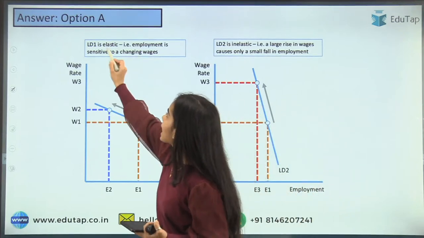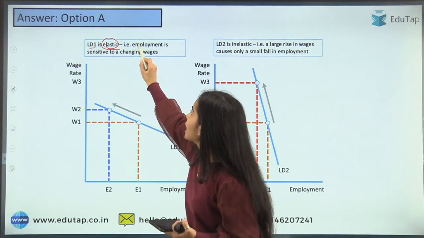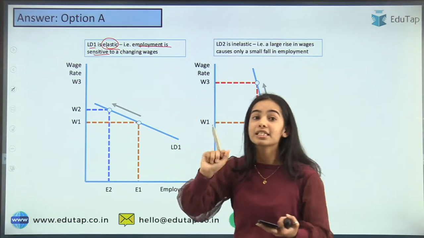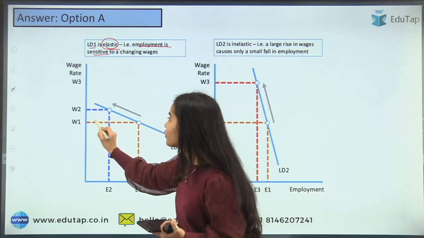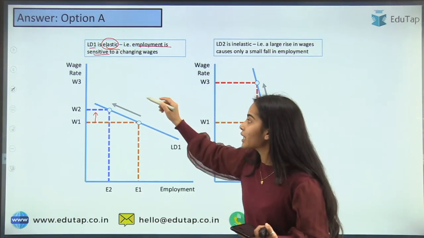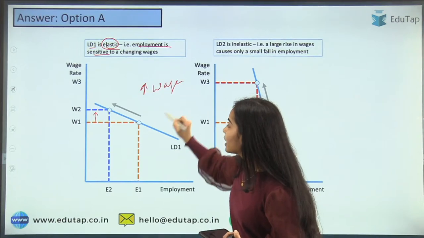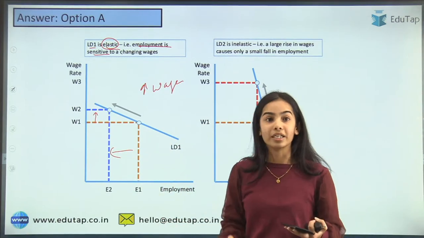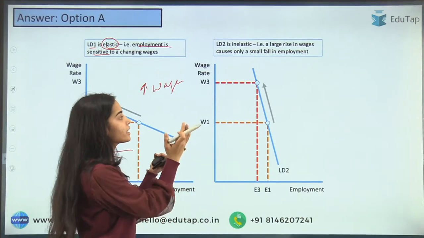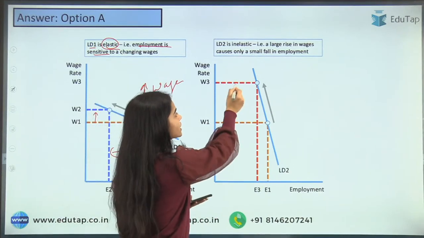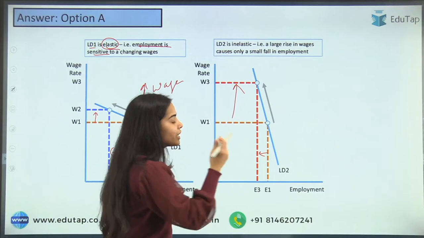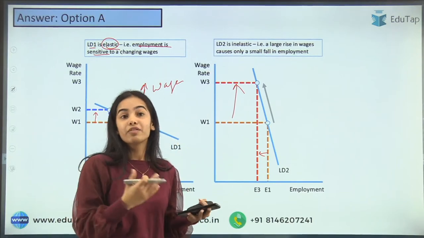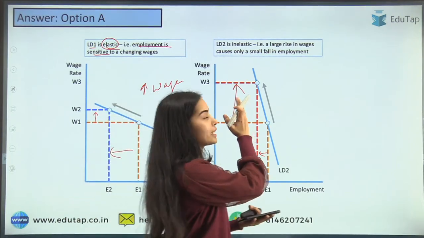So here you can see that if the labor demand is elastic, employment is very sensitive to changes in wages. Even if there is a little increase in wages, there will be a huge decrease in employment. But here you can see the inelastic demand of labor. Even if the wages have increased so much, still the labor cannot be reduced much. There will be less impact on the labor, and that's why it is inelastic.